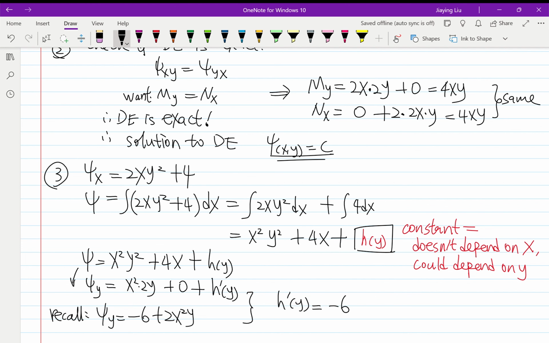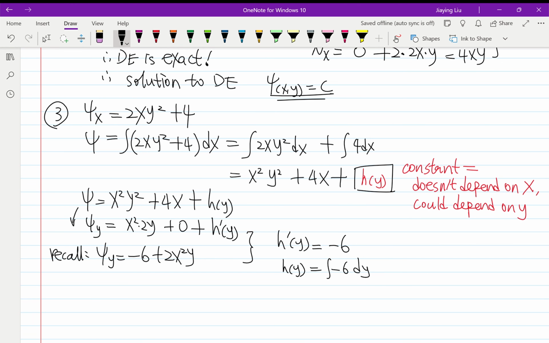And if we integrate this to find h of y equals integral negative 6 dy, that's going to equal negative 6y plus a constant c. And it turns out that it's not necessary to keep the c. Eventually it cancels with another c in the equation. So you can call it c1 for now, it doesn't matter. So note that this is not necessary.